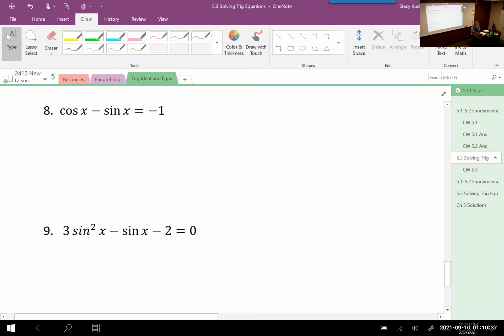Cosine x minus sine x is equal to -1. Again, I don't have the same trig functions up there. There's no way for me to gather like terms and try to use a factoring property in this case. I can't necessarily use a Pythagorean identity. So let me show you a trick that you can do. It is kind of like a trick.